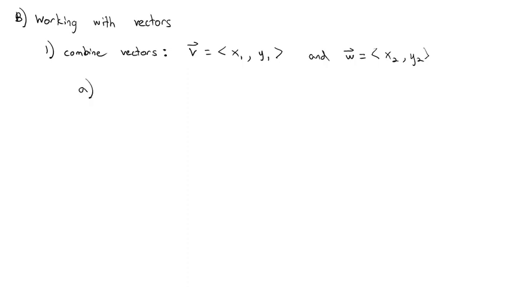Two operations that are very common with vectors. One is called scalar multiplication. And this is the idea: if k is just a number and we wanted to multiply it times the vector v, what that really means is take vector v, which had an x component of x1, and multiply the x component by the k, and multiply the y component by the k. It kind of feels like we're distributing as we multiply by the scalar, or multiply by the number k.